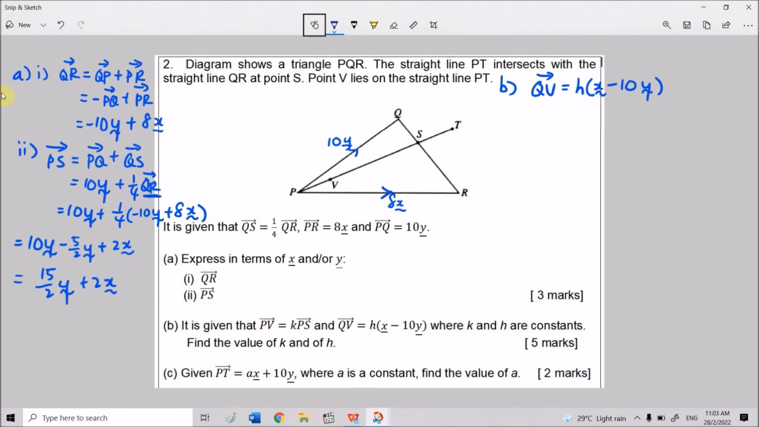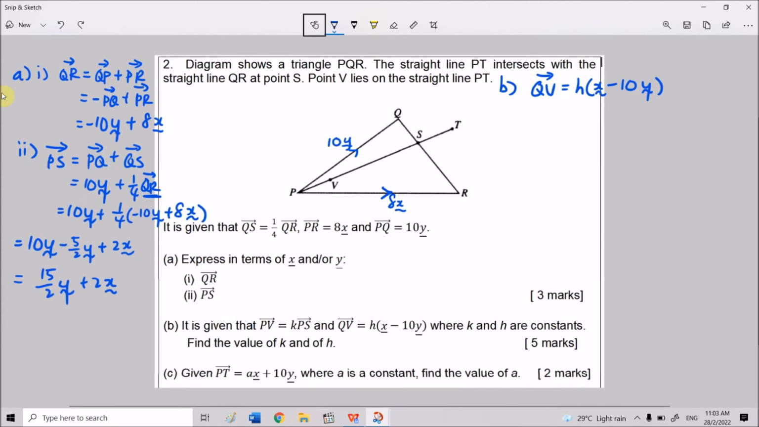And then we try to see whether we can express the vector QV by using this information here. Okay, so we try. QV is here, right? So instead of taking this, we can take QP and PV, right? Why am I using this instead of the other way around? Because you see here, we have a PV here.